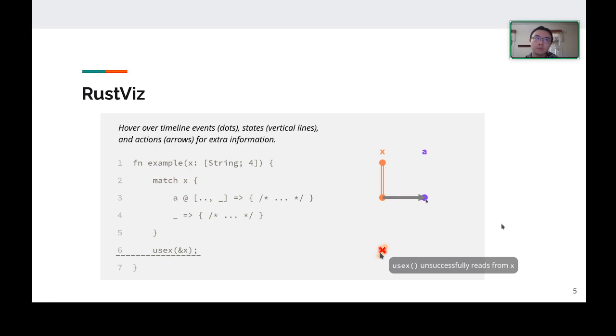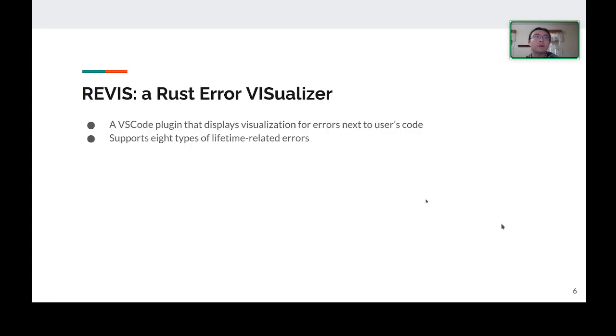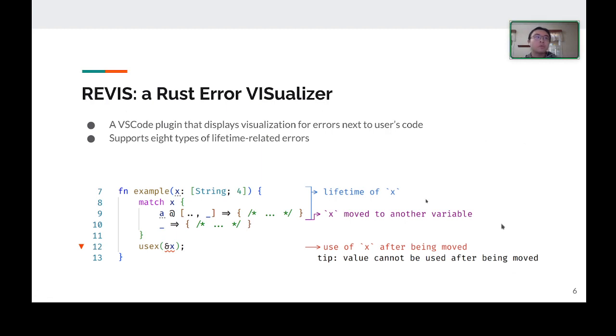We ended up not using REVIS as our visualization scheme because we first want to automatically generate the visualization and also customize it for each error message. So I will present our tool, REVIS, a Rust error visualizer. Our tool is a VSCode plugin that displays visualization for errors next to the user's code. We currently support 8 types of lifetime-related errors, and this is a screenshot of the tool.